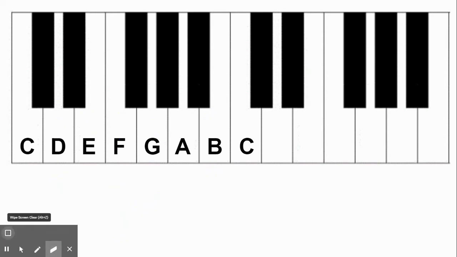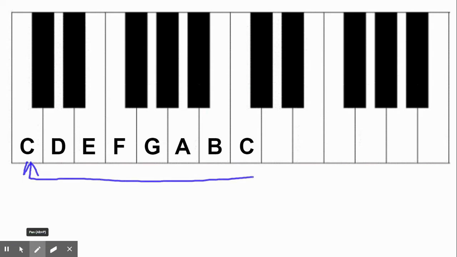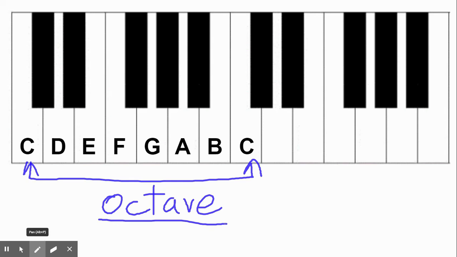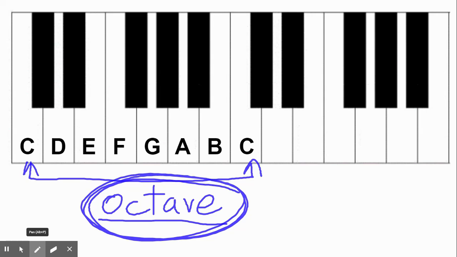The only differences are if we go 8, we don't call this an eighth. We call this an octave. You could call it an eighth, and people would probably know what you meant, but they'd have to think about it. This is called an octave. Octagon, 8 sides, 8 notes, octave.